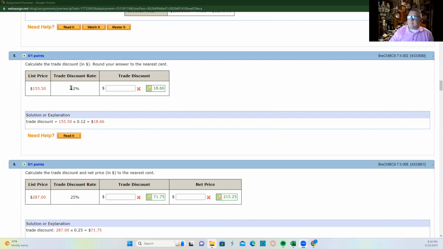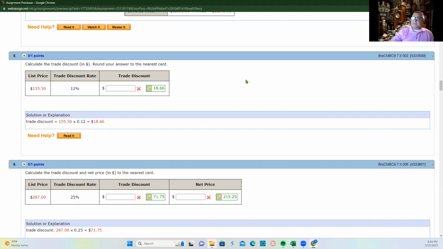So your trade discount rate is how much, as a percentage, they're going to take off the retail price to figure your cost. Now, that one's easy to do. Just remember that as far as the math goes, we always want to change that percentage into a decimal. There's an understood decimal at the end of that 12, right? So in order to change it, you move that decimal point 2 places to the left. So 12% becomes 0.12.